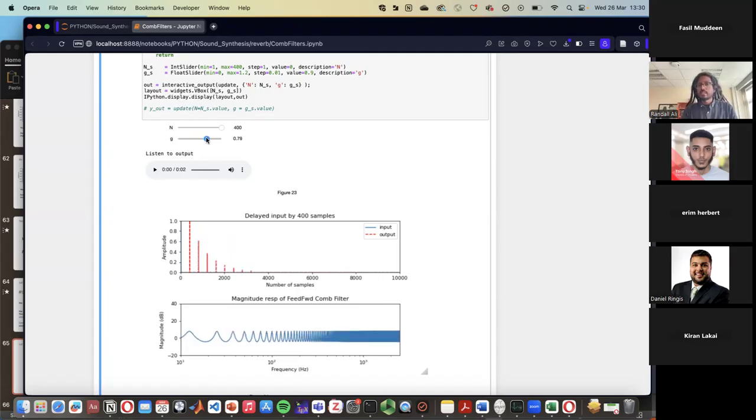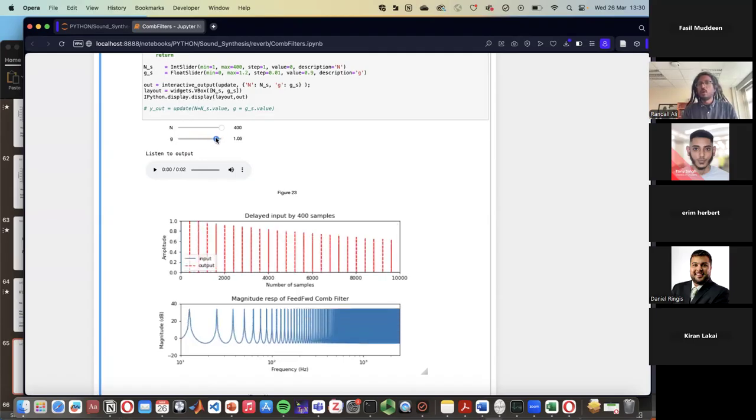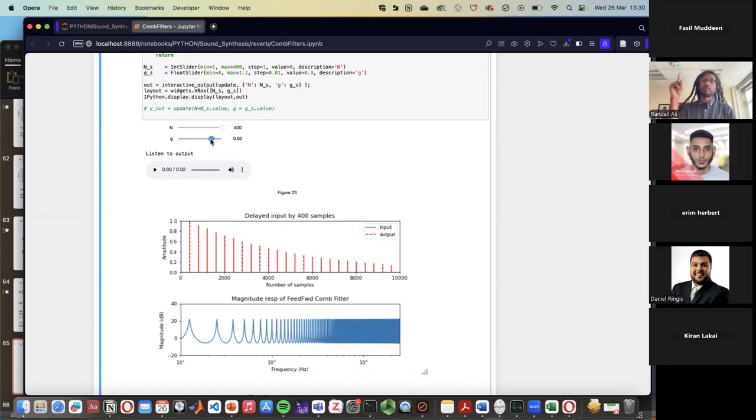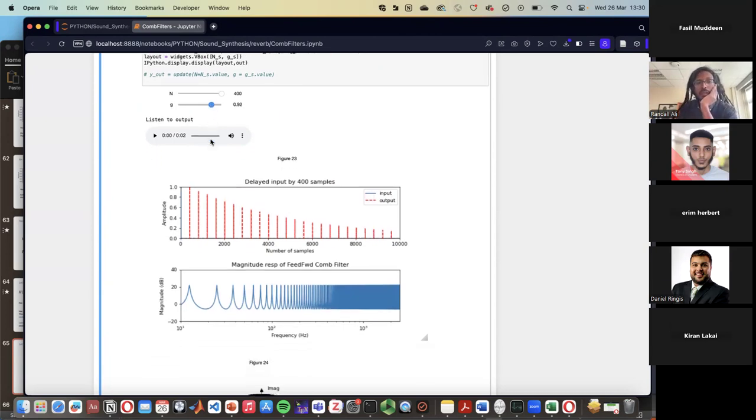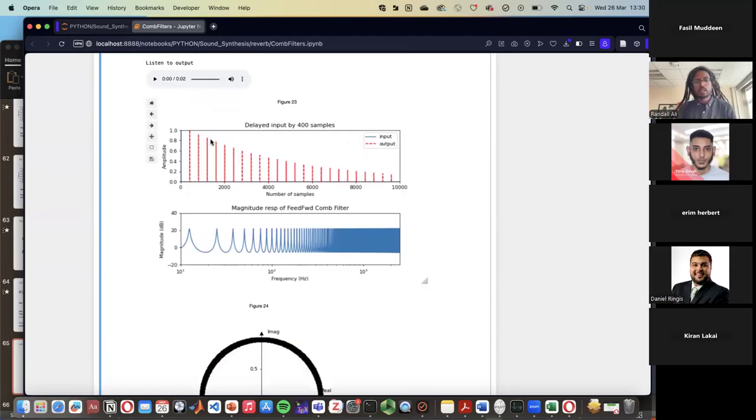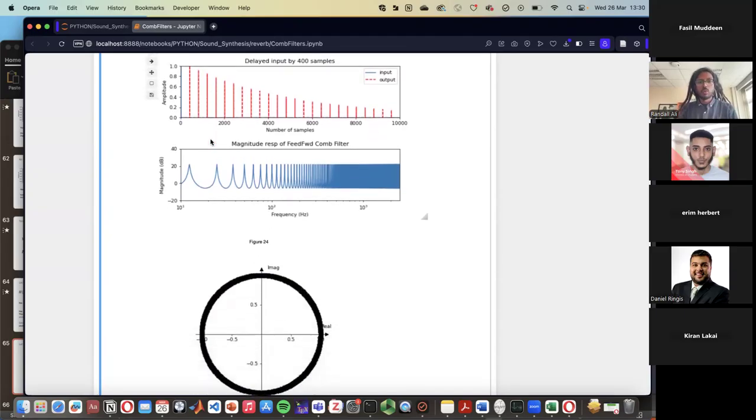Now, as G tends to 1, you can see things slowly starting to blow up a bit, because now you have these samples that, remember, it's a feedback loop, so it keeps on repeating and repeating again, and that could cause some instabilities.